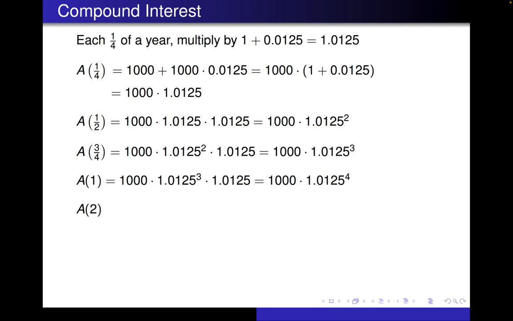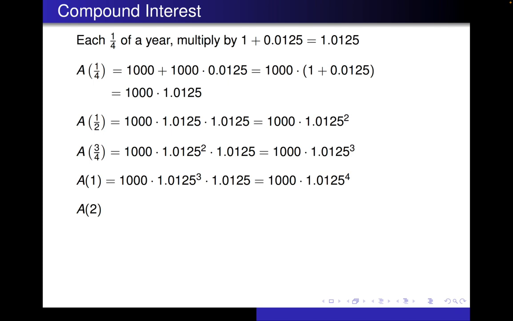Now, we'll use a little bit of imagination to see what happens when we get to 2 years. We're going to go through that process 4 times again. Each time, 1 1/4, 1 1/2, 1 3/4, and then 2. Each time we're going to multiply by 1.0125. To get from 1 to 2, we're going to have to do that 4 times.